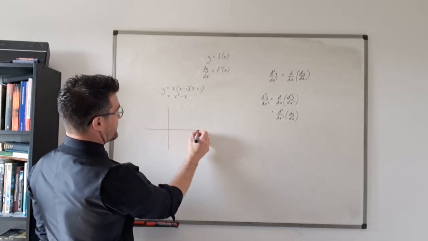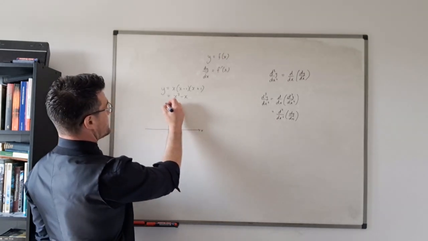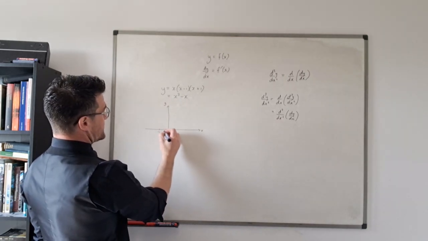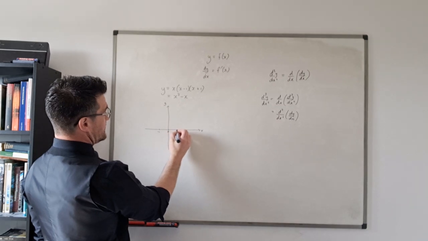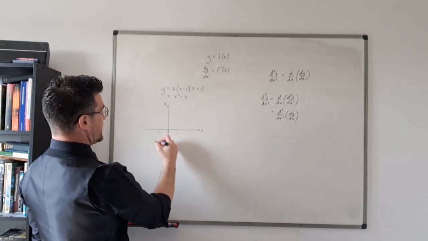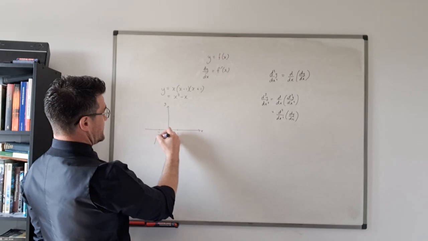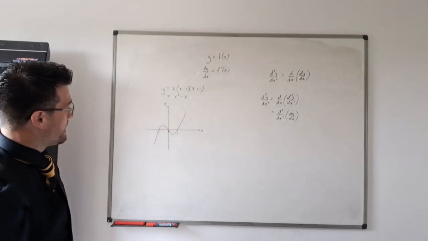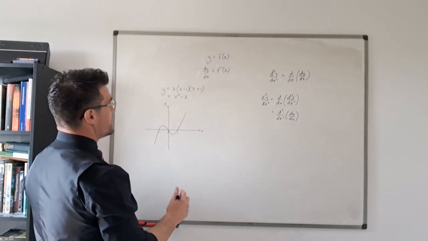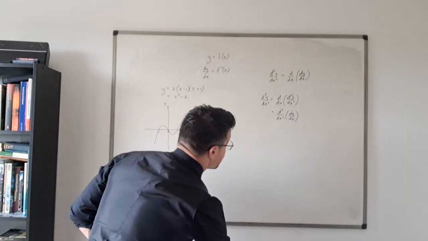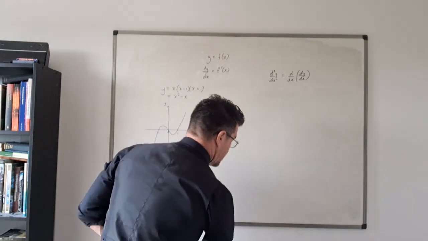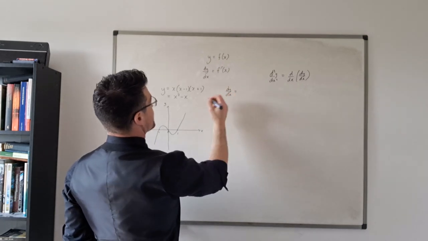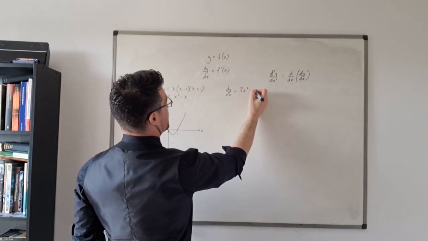So what does the graph of this look like? X, y. The graph has roots at minus 1, 0, and 1. It's a positive cubic, so it's going to generally look like that. Okay? But now if I differentiate this, and I'm going to clear a bit more space, now I've got dy by dx, this is going to be equal to 3x squared minus 1.